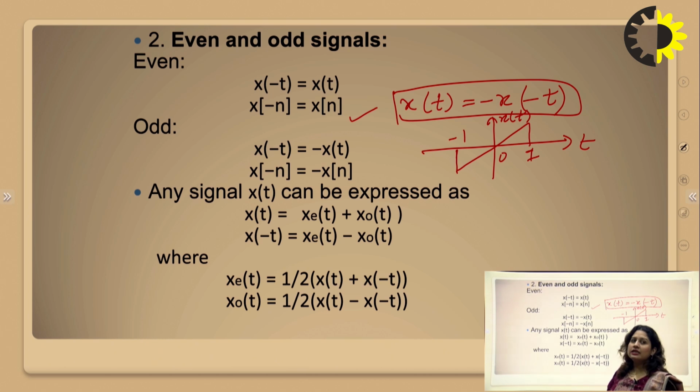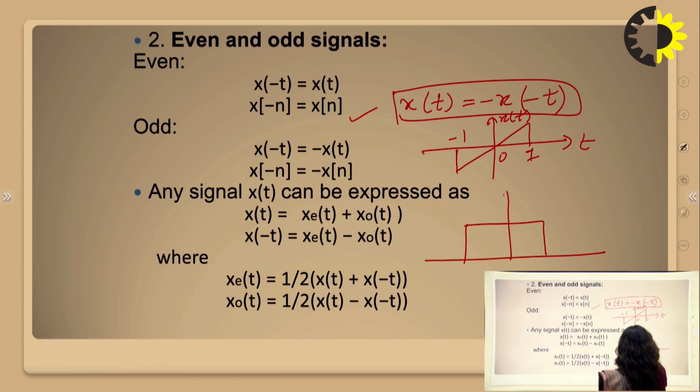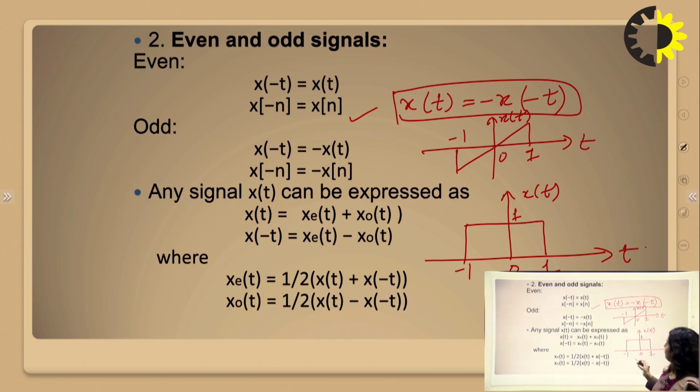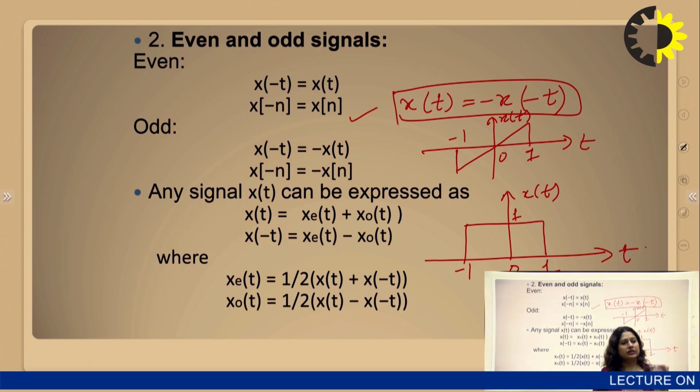Any signal x(t) can be expressed as a combination of an even signal and an odd signal. On the other hand, for an even signal, suppose there is a rectangular function. If you take the reflection around the y-axis, that is about t equivalent to 0, you will get the same signal. So a signal can be broken into two parts: one is the even part and the other is the odd part. How to find the even part and odd part?